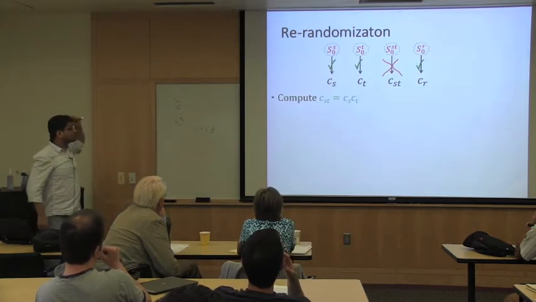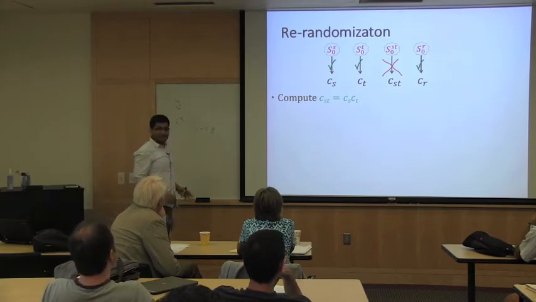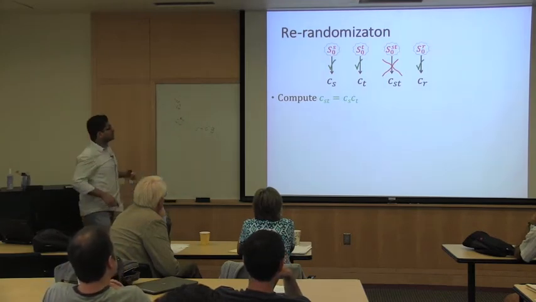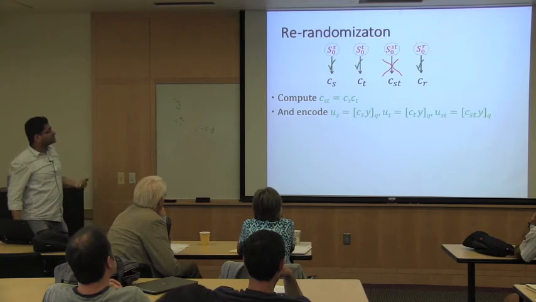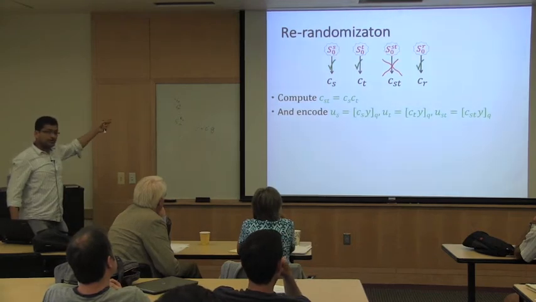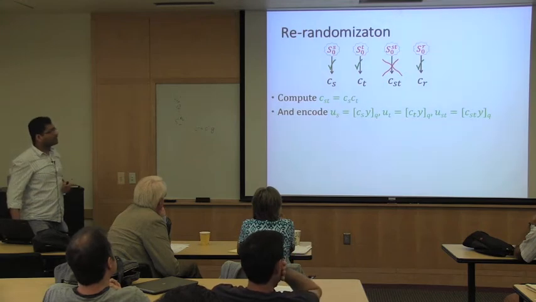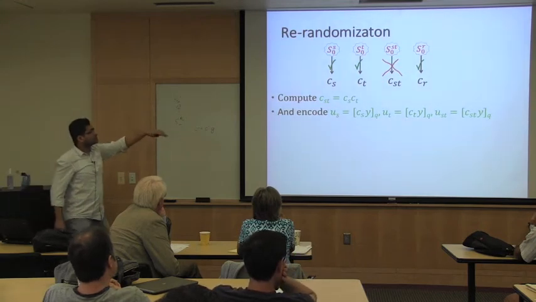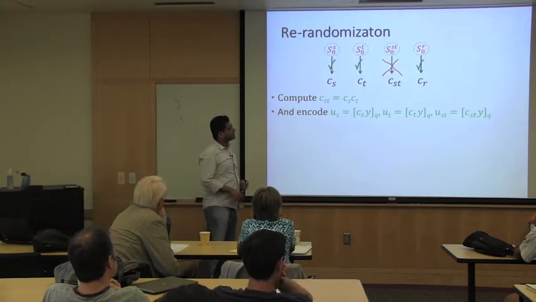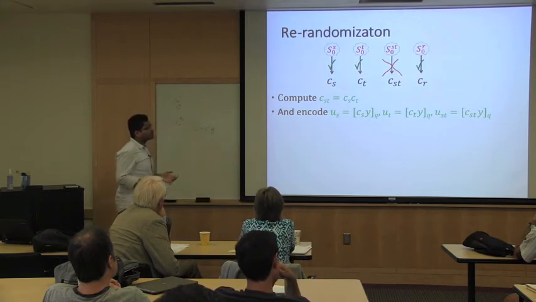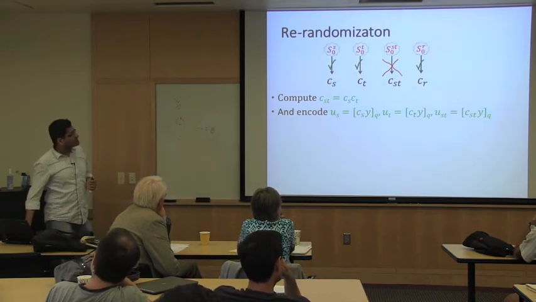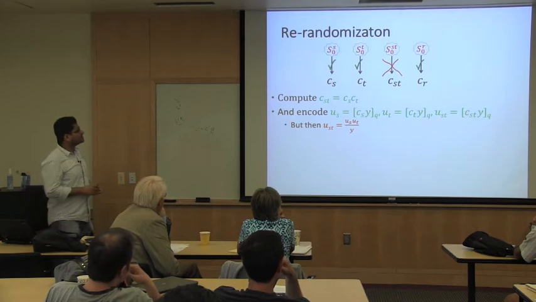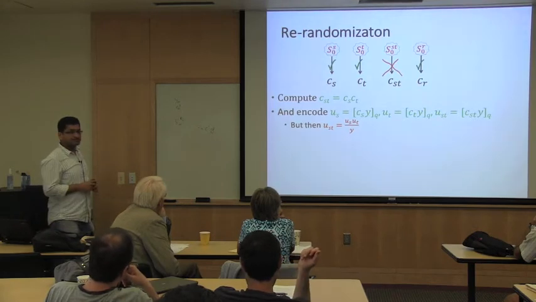One way to compute c_ST is to just multiply c_S and c_T. We can then encode these values by multiplying them with y. Recall that y was the level 1 encoding of 1. Or you could also generate the level 1 encoding of c_R. Now, is the last encoding indistinguishable from random? Well, clearly not. You can just multiply u_S and u_T, and y is public, and you can check.